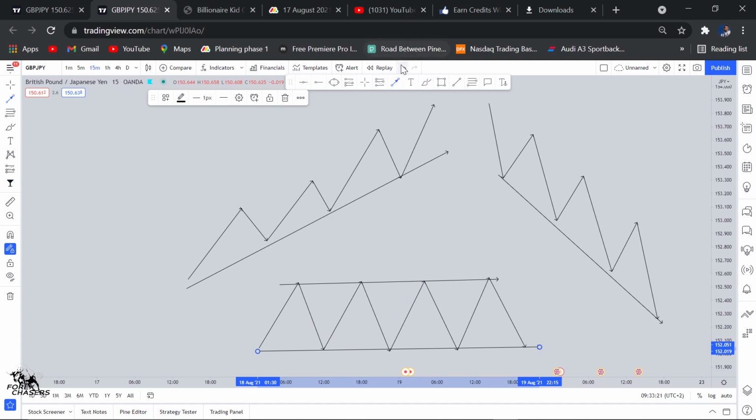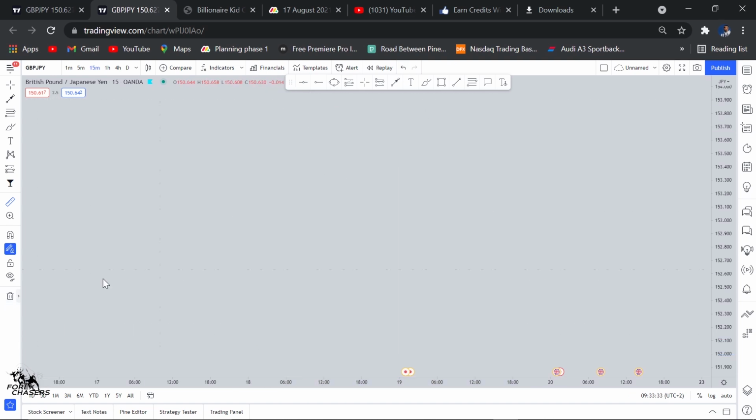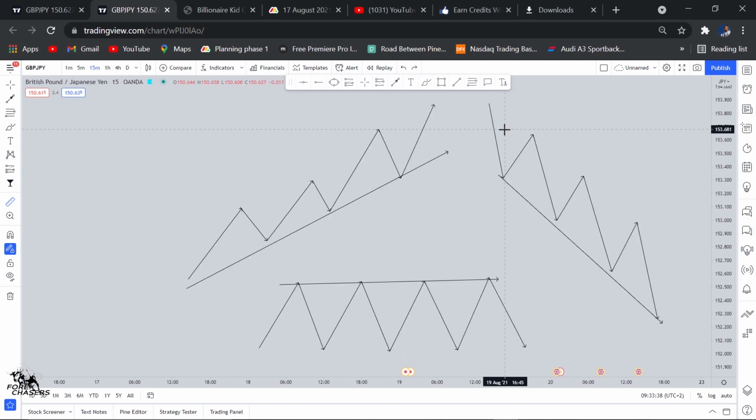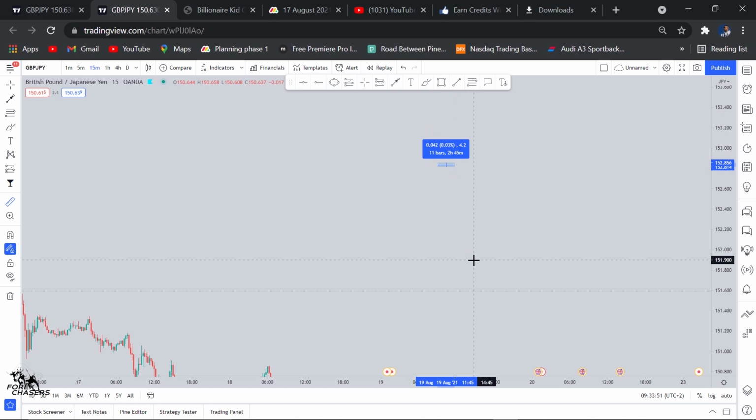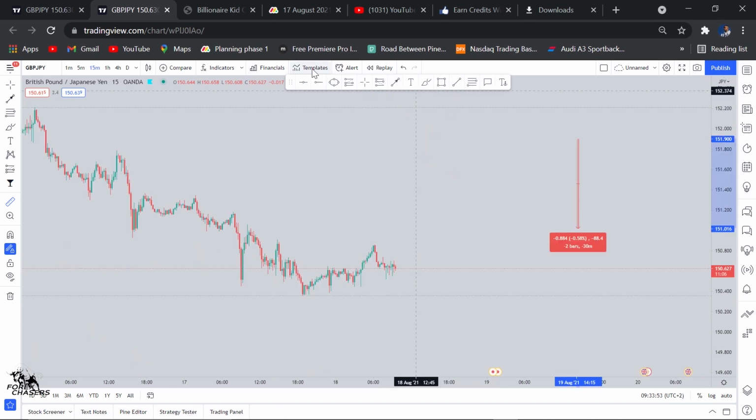I just want to clarify that this strategy works best once we are able to first identify these trends that I just showed you: the uptrend, the downtrend, and the consolidating or ranging market. Now let me go into the real-life market so that I can show you what I'm talking about.